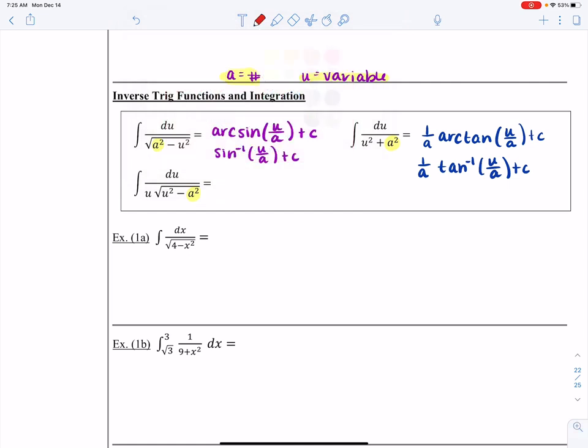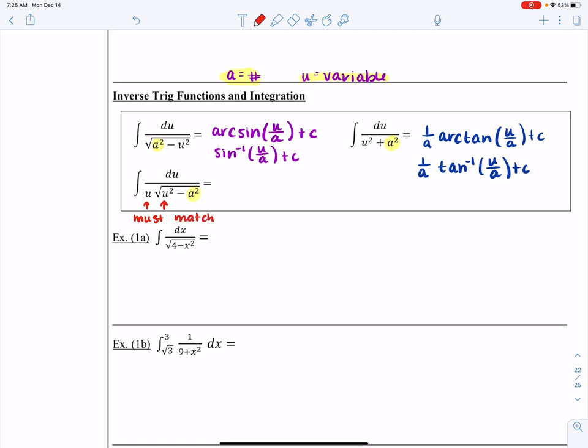Last but not least, when I see u square root of u squared minus a squared, even though that's not a 1 where that a squared is, this is still secant. I would also like to point out you're not going to see the absolute value bars here because they were assumed to already be positive. Remember that these two things, whatever they are right here, they must match. So whatever your variable is right there must match.